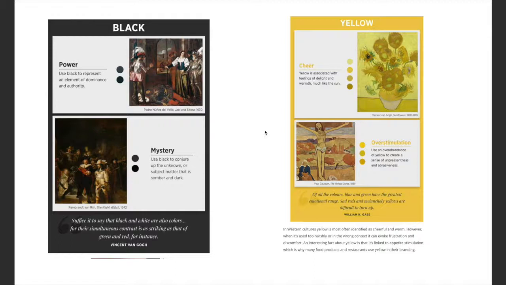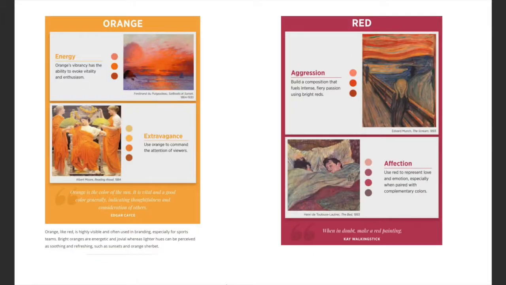Some will agree with him, but the idea is he sees red and yellow as melancholy, whereas other people may see red and yellow as actually happy. Here we have orange and red, two other warm colors in our color wheel. Orange, the psychology of color, is vibrancy that has the ability to evoke vitality and enthusiasm. It can also be demonstrated as extravagance, using orange to command the attention of viewers. Orange sort of forces you to see what's there.